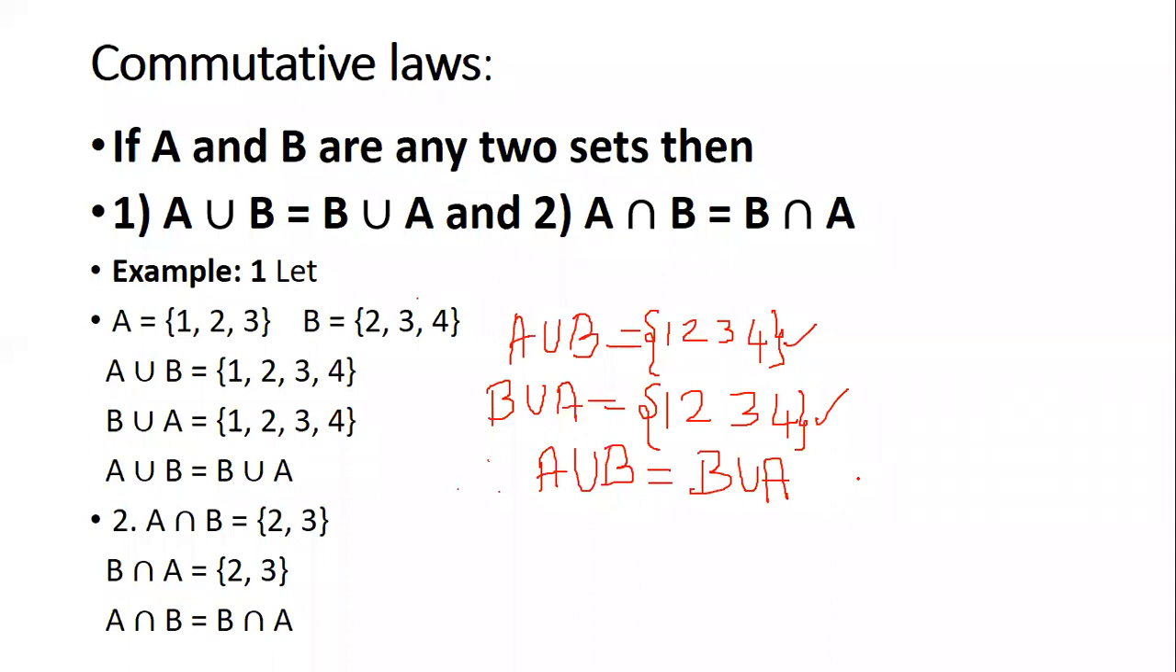Did you all understand? Any doubts in this first law? A union B is equal to B union A.